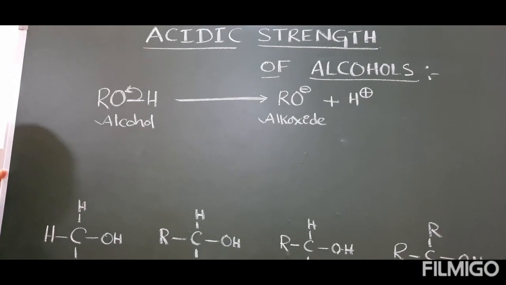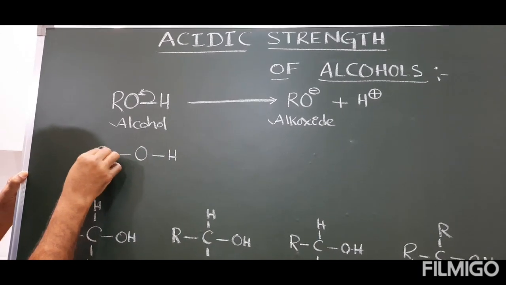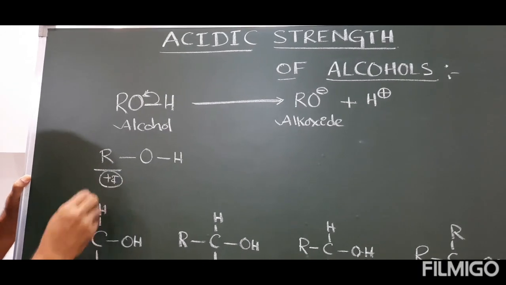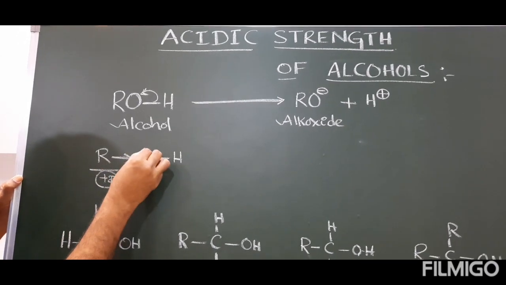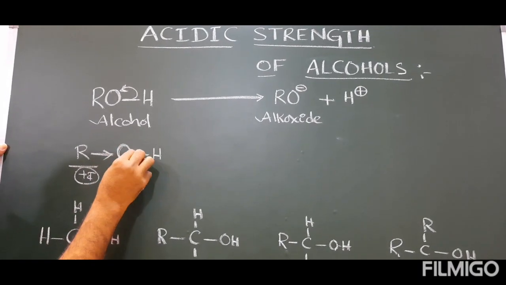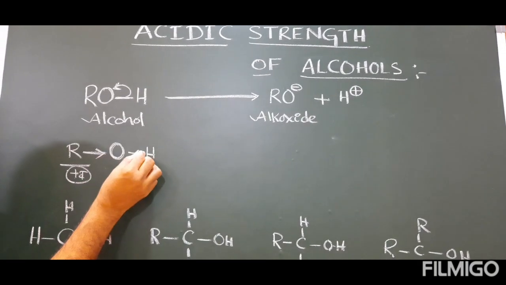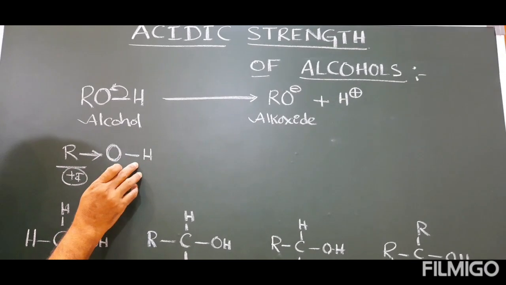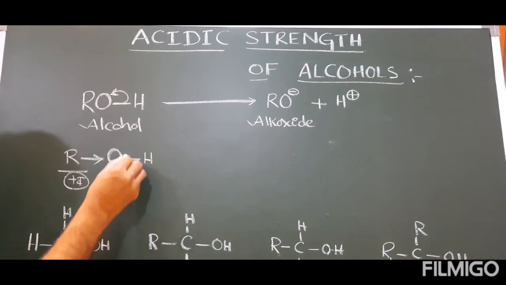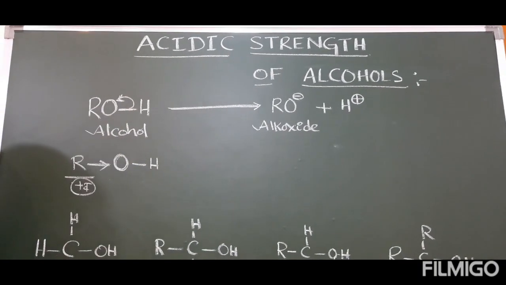Why are alcohols weak acids? The OH bond is a polar bond, but the alkyl group present on the OH group is a plus I effect causing group. It is an electron donating group. As a result, electron density on the oxygen atom will increase. This increased density will decrease the polarity of the OH bond. As a result, this oxygen is unable to drag the electron density from the hydrogen, so its tendency to liberate H plus ion will decrease. So, alcohols are relatively less acidic.